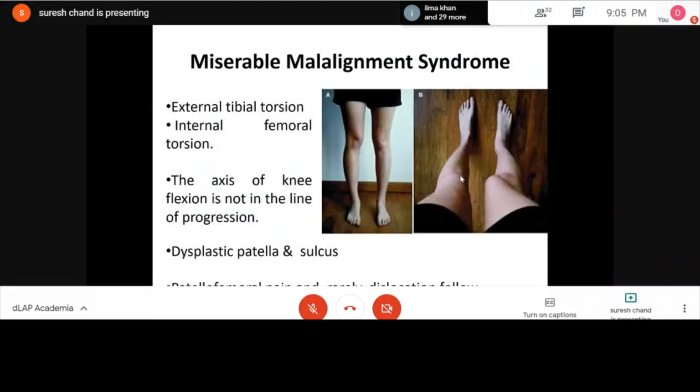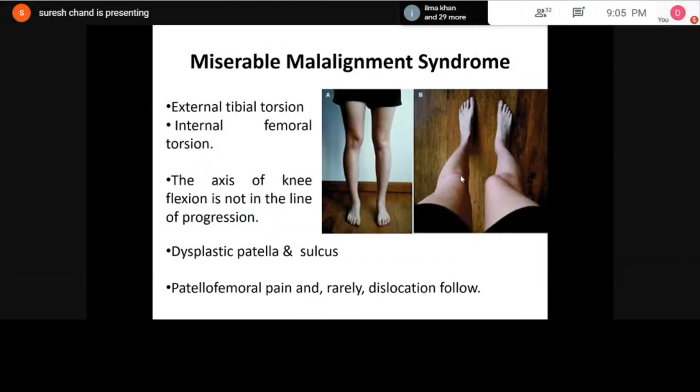Here, I would like to mention an interesting issue, miserable malalignment syndrome. This is a pathologically very severe form of torsional malalignment. Here, the femur is turned inwards and the tibia is turned outwards. So if we look grossly, the limb looks very much okay. But if we see very closely, the femur is very twisted inwards and the tibia is twisted outwards.